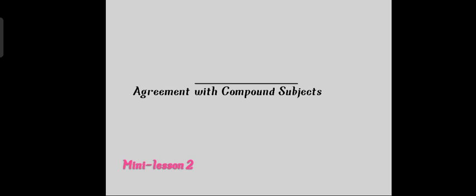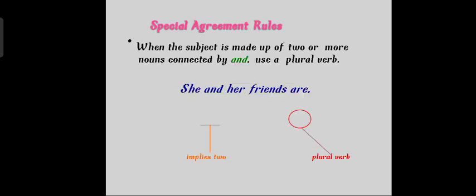Compound means more than one, that means two subjects. See here, special agreement rule 1: when the subject is made up of two or more nouns connected by and, use a plural verb. She and her friends are. Here, and indicates connection, a linker, and it indicates more than one. She and her friends means they, and they is plural. That's why the plural verb are is used over here.